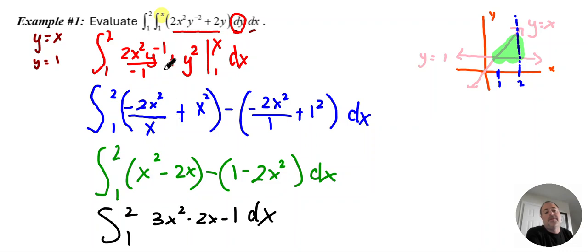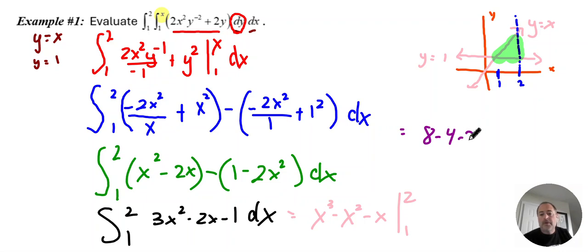And then this becomes such a wonderful, beautiful problem for us to do. We're going to just integrate this again like we've been doing back in Calculus AB and BC. We get x cubed minus x squared minus x, all evaluated from 1 to 2. And so when we do our quick little plugging in, our final answer will be 8, right? So 2 cubed is 8, minus 2 squared is 4, minus 2.